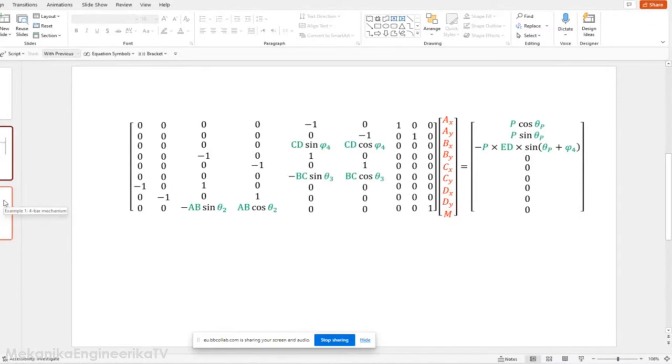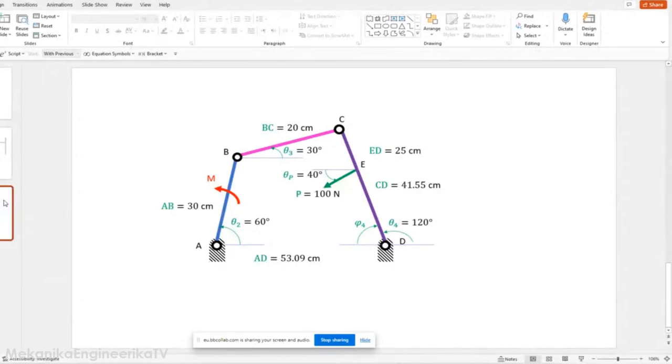In order to have some numerical values, just as an example, I have chosen these values. I have considered 30 centimeters for the bar AB, 20 centimeters for the bar BC, 41.55 centimeters for the bar CD. The load P will be at a distance AD of 25 centimeters. The angles of the bars actually should be solved. We have as input 60 degrees for theta 2, but we should solve for theta 3 and theta 4. And for the load P, we have 40 degrees. This should be the input of the problem.